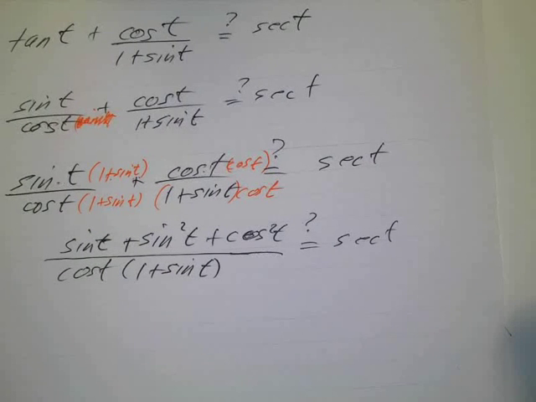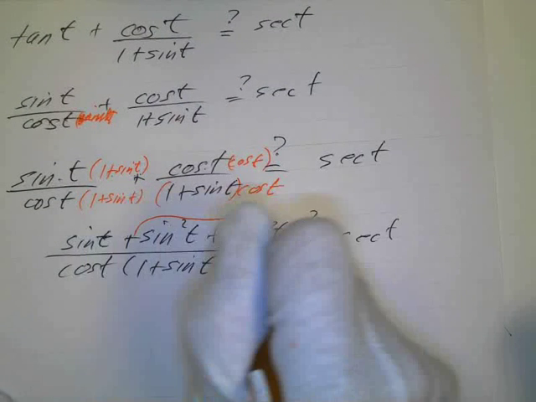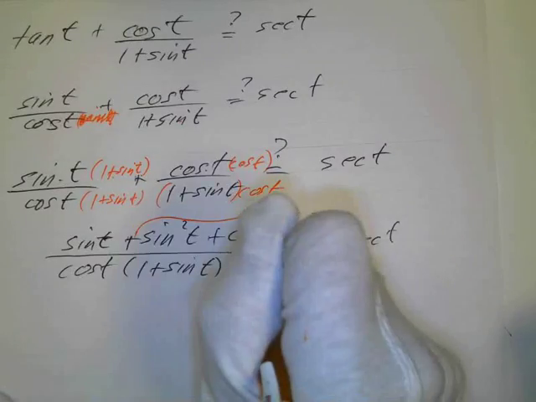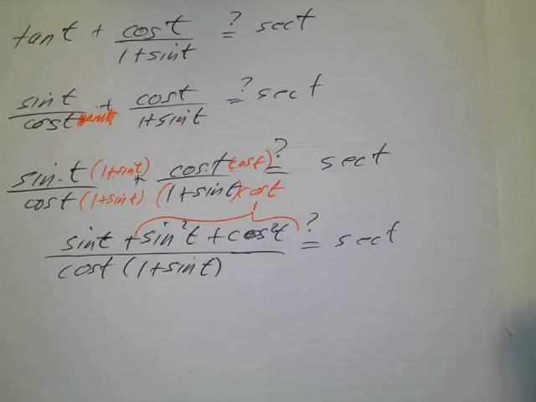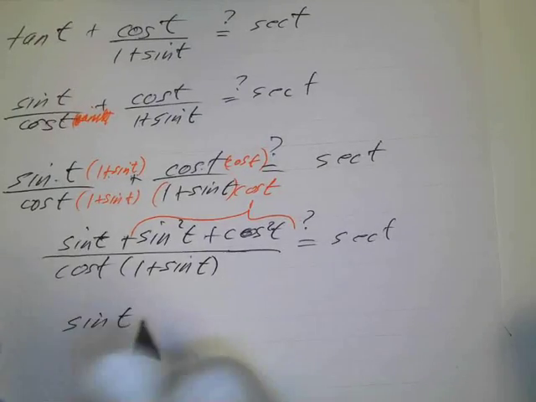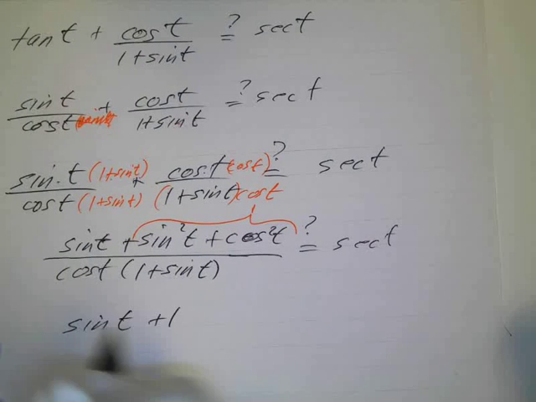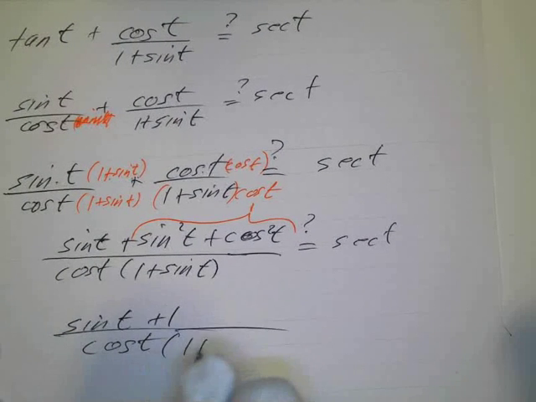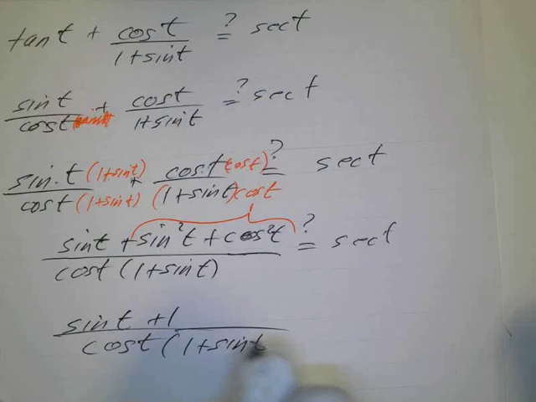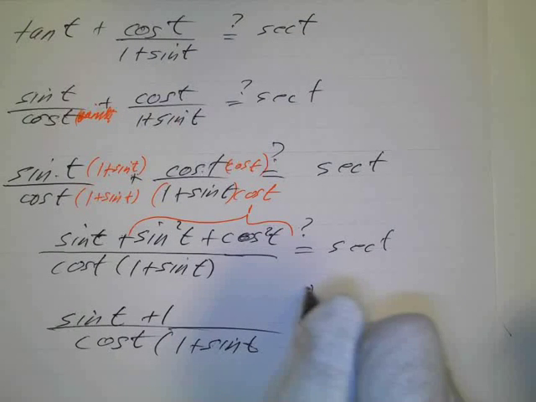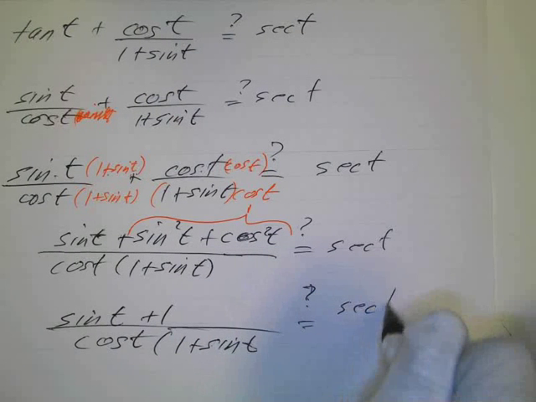But what is the sine squared plus the cosine squared? Isn't that just 1? So now I can write this as the sine of t plus 1 all over the cosine of t times 1 plus the sine of t. Does that equal secant?